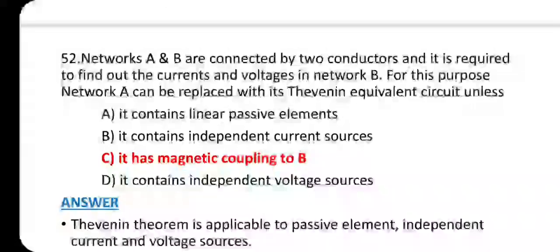Question number 52. Networks A and B are connected by two conductors and it is required to find out the currents and voltages in network B. For this purpose, network A can be replaced with its Thevenin equivalent circuit unless. Answer is option C, it has magnetic coupling to B.